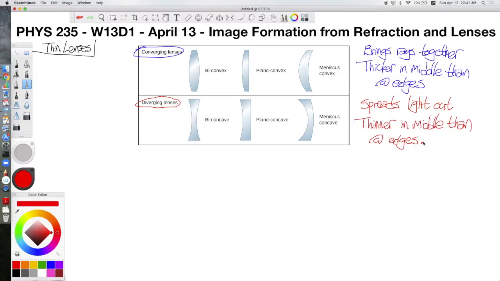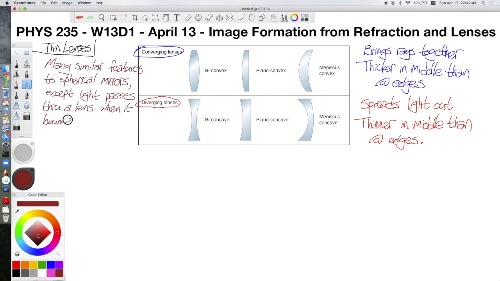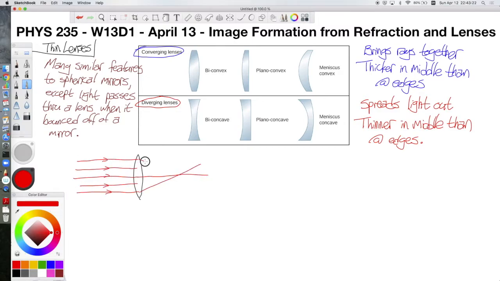Many of the similar features that we found with mirrors will also apply to lenses, with the major difference that light will pass through a lens where light bounced off of a mirror. So we will still be able to define a focal point in the same way we did before. For a converging lens, when the light comes in parallel, it will all be brought together and cross at a point called the focal point. And the distance between the lens and the focal point is still called the focal length.